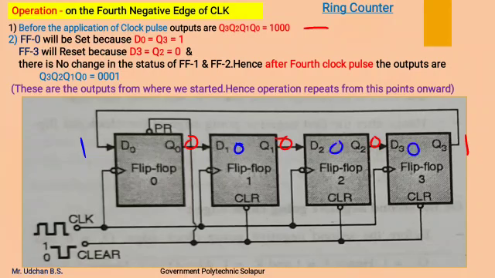Now these are the outputs from where we started, hence the operation repeats from this point onwards for the rest of the negative edges of the clock pulse. So if we observe, the data is flowing through this register like a ring structure, therefore this counter is called a ring counter.